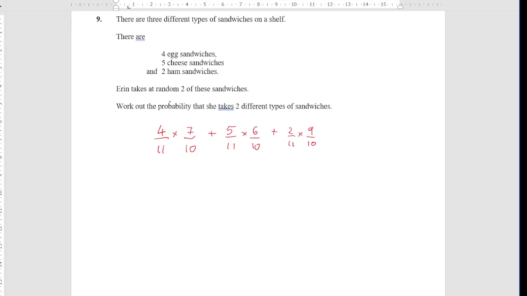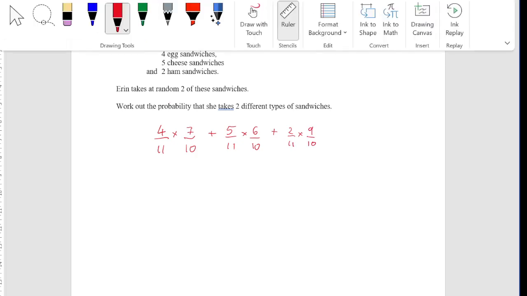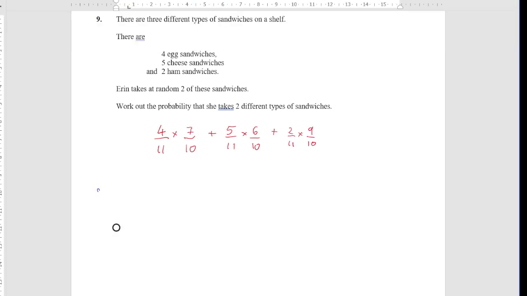Right, so I need to do all this multiplication. I'm going to take a little bit of a shortcut though, because as I was writing them, I noticed that all of them can be cancelled down by 2, just to make things a bit more straightforward for me. So I'm going to have a denominator of 55, and then I'm going to do 2 times 7 is 14, 5 times 3 is 15, and 1 times 9 is 9. And then if I add those up, that's going to be 38.